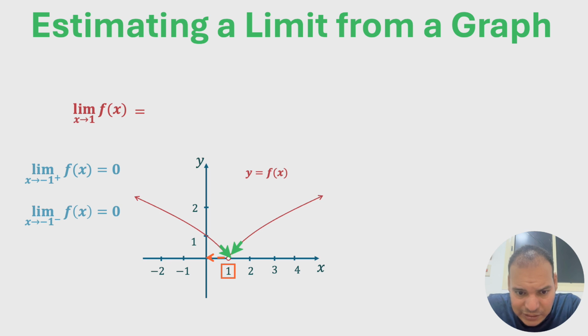Again, remember that this means approaching the limit of f of x when x approaches 1 negative. 1 negative means 1 from the left, 1 positive means 1 from the right. Now as you can see, the two limits are equal, so the limit of f of x when x gets closer to 1 must also be equal to 0.